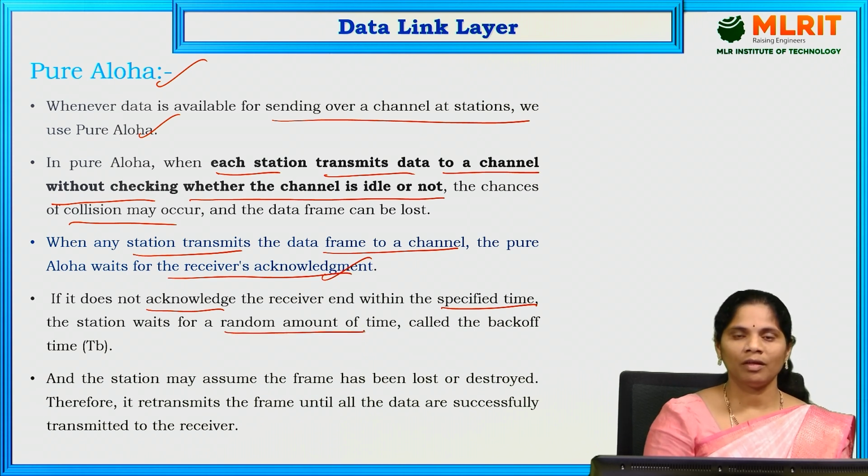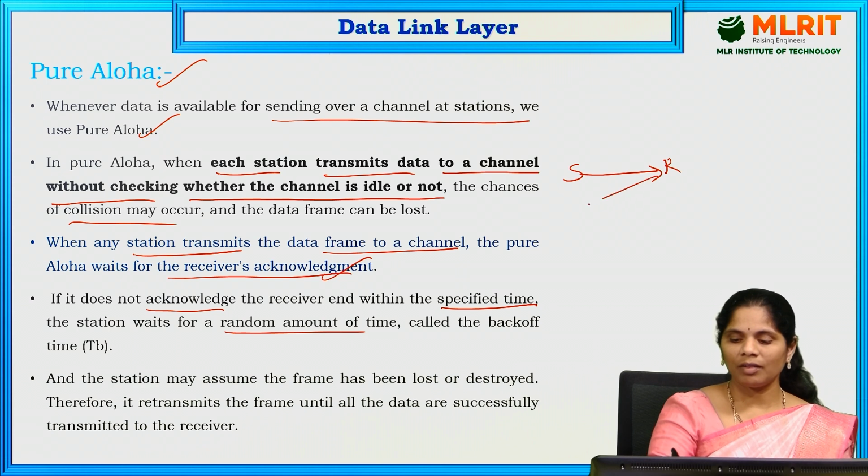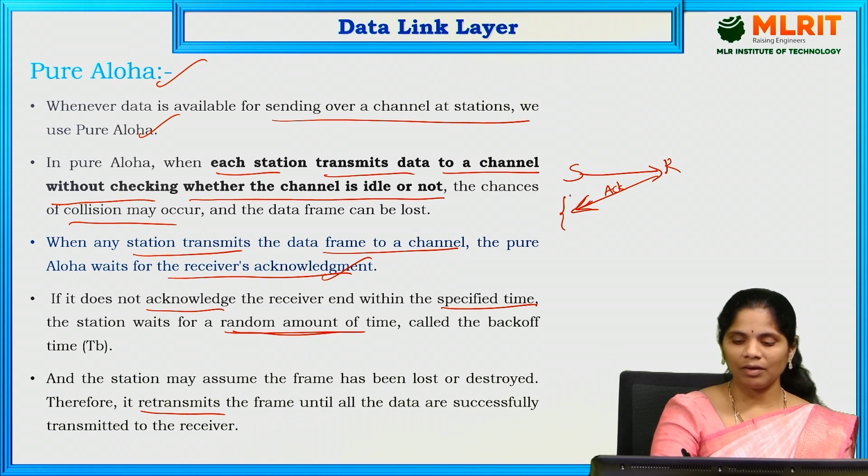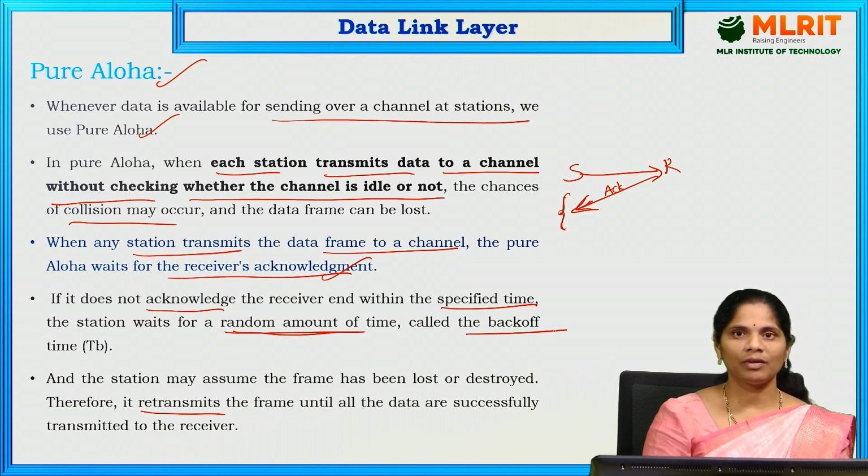Suppose the sender is sending data to the receiver. It will wait for the acknowledgement to see whether it is received or not. If it is received, okay. If it is not received, it will wait for some random amount of time, and after waiting, it will retransmit the data. Whatever random amount of time it waits is called the backoff time. So it will retransmit the frame.